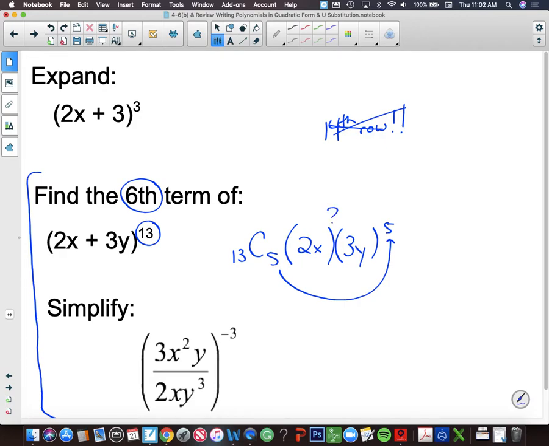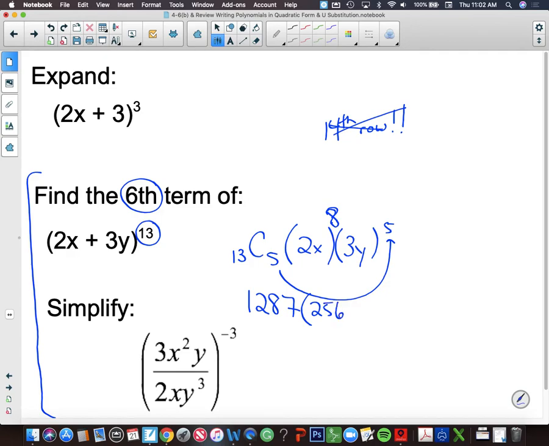And then to get this exponent, our exponents have to add to a degree of 13. So we need to have an 8 up there. So let's turn that question mark into an 8. Now we just start evaluating our combinations and our exponents there. So 13 choose 5 is going to give us 1,287. 2 to the 8th is 256.